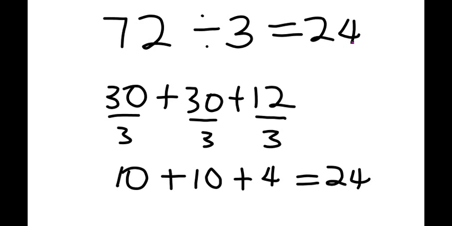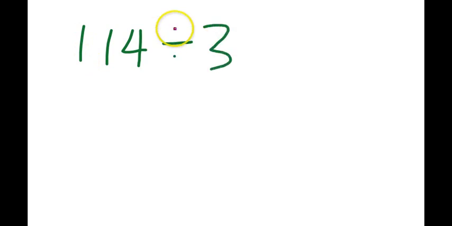Let's take another example and see. Let's have 114 divided by 3. How fast can we get this mentally without using pen and paper? First of all, is 114 really divisible by 3? 1 plus 1 is 2, 2 plus 4 is 6, and 6 is a multiple of 3. Okay, so it means it will work.